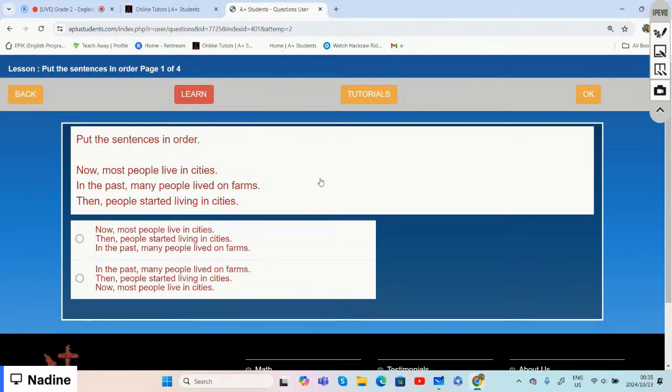The next one says put the sentences in order. We need to put the sentences in order.